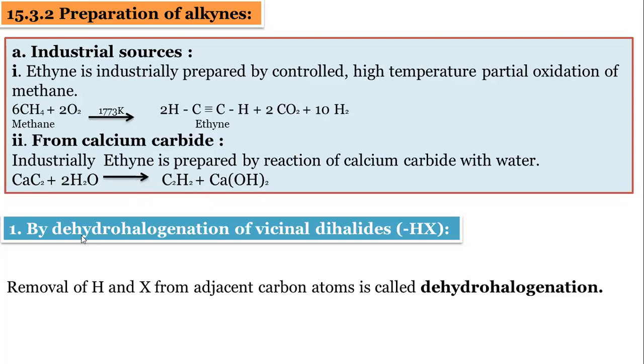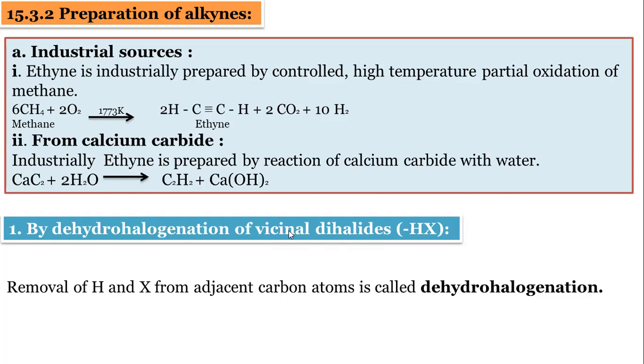Then next one, by dehydrohalogenation of vicinal dihalides. De means we have to remove. What do we have to remove? Hydrogen and halogen, of vicinal dihalides. Now this is a new concept, vicinal dihalides. Dihalides means two halides are there. But vicinal, I will explain: when there are two halides on adjacent carbon atoms, it is called vicinal. And when two halides are present on the same carbon atom, it is called geminal dihalides. Remember the difference between geminal and vicinal.